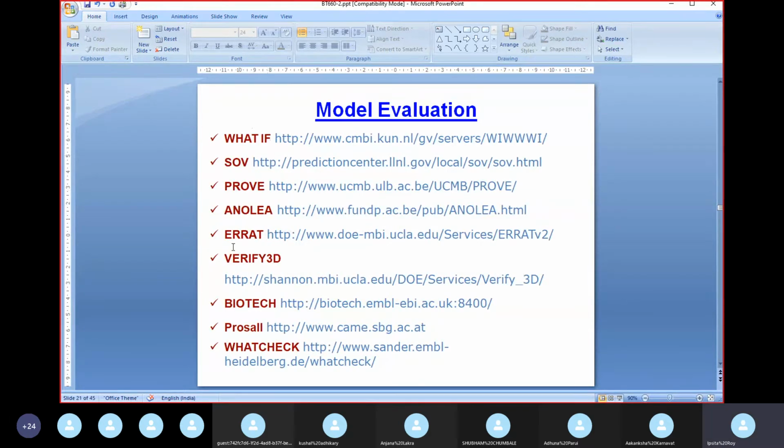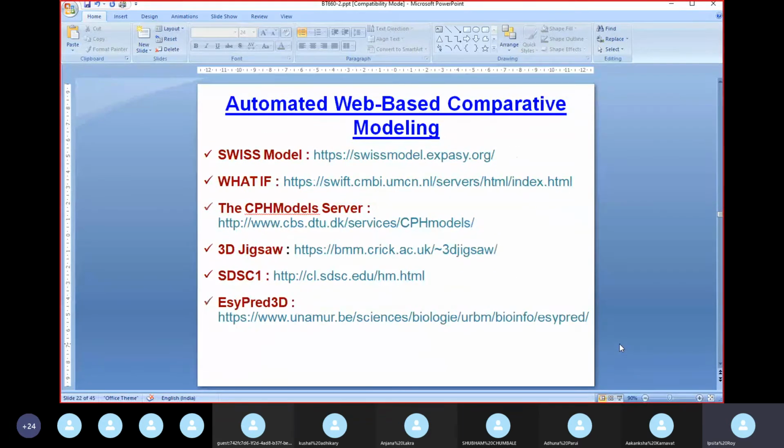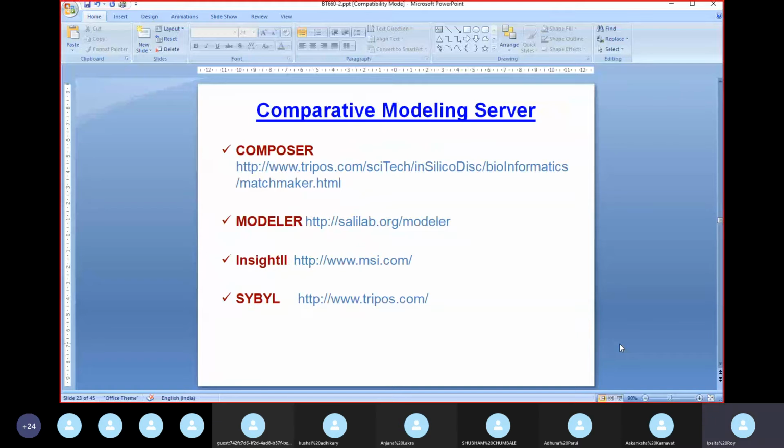Then, for the evaluation of the model, these are the different software packages that are available that will tell you, energetics-wise, how good a model you have been able to propose. These are some of the tools which are able to do comparative modeling.